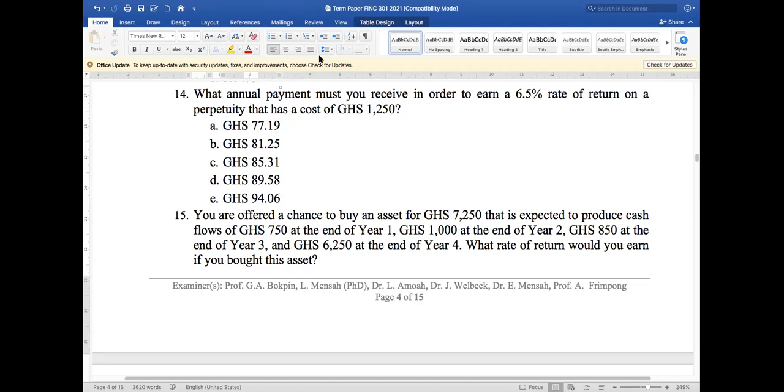Is the R given in the question? Yes, at 6.5, right? Now, the 1,250, what is it? The perpetuity. Is that a P or the C? The P. So you now have P, you have R. Find C. That should not be a problem, right? If you have P and R, C should not be a problem. Okay. Go ahead. Solve and let me know what the answer is.